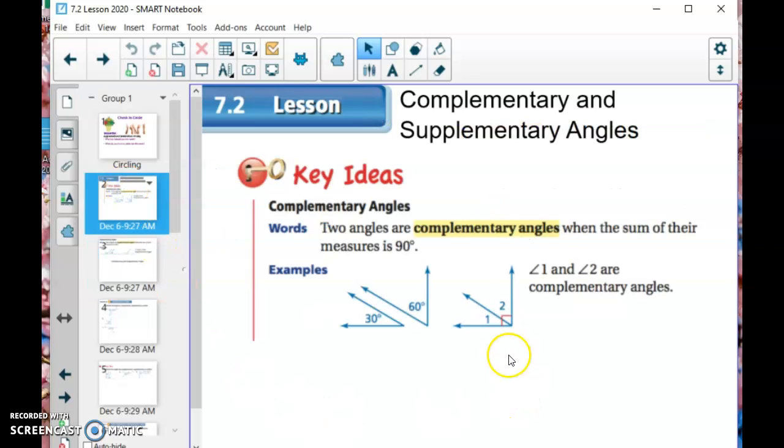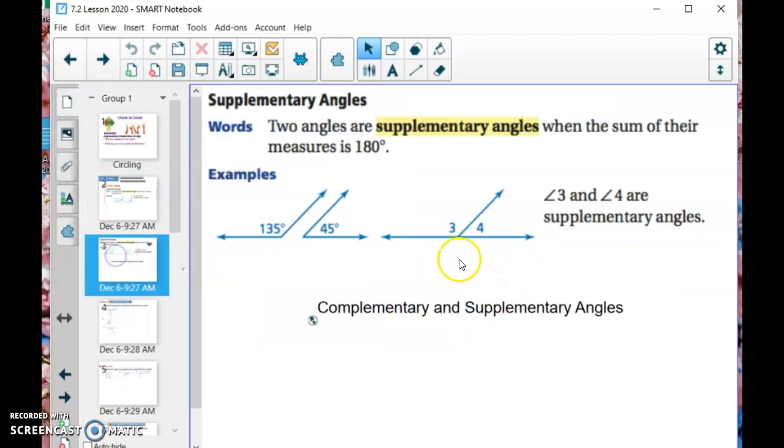Second method that I thought was really good is they said, well, complementary angles form a corner. So if you see a corner, that means complementary angles. Supplementary angles make a straight line. So supplementary angles, straight line, would sum to 180 degrees.